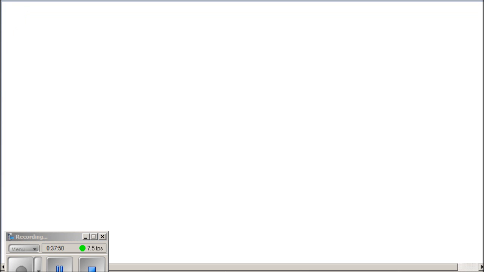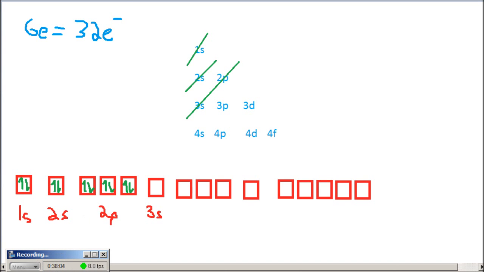Okay, so germanium, we have 32 electrons. Okay, so I'm just doing the diagonal rule. I mean, all I'm doing is this. Boom. Boom. So I got all the way to 3d, and I have to do 4p next.